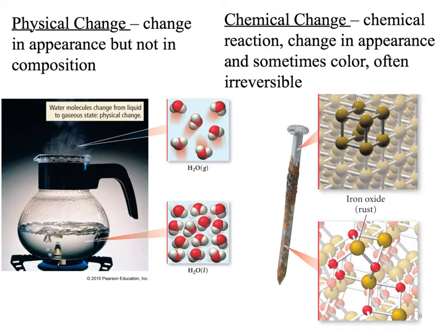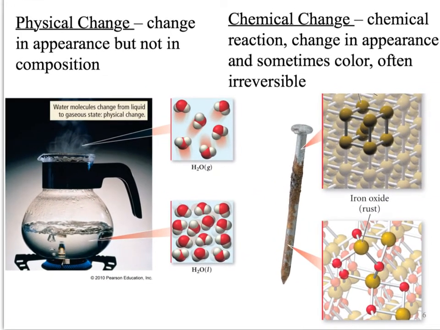Another thing that we do in chemistry, as we study matter, is to study the changes in matter. We could have physical changes. Physical changes are those that change the appearance, but they don't change the composition. An example is boiling or freezing. The composition is the same, it's just in a different physical state. A chemical change involves a reaction, and we could have a change in color, and sometimes these reactions are irreversible.